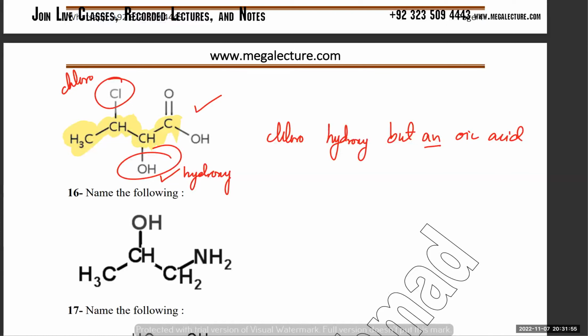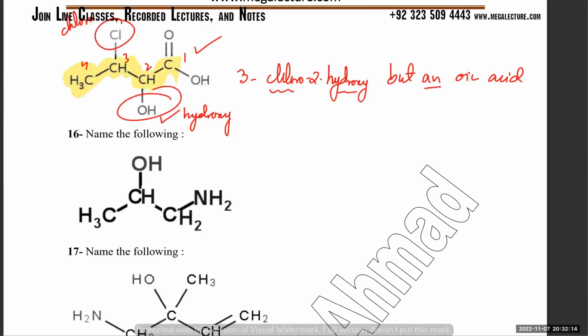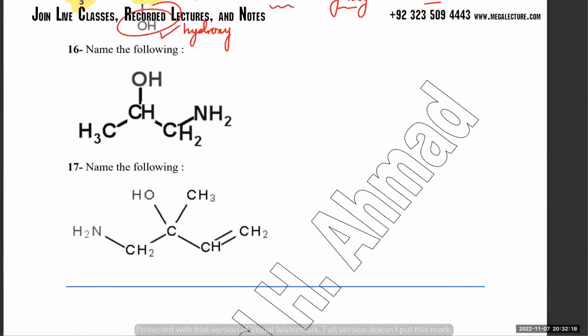Followed by hydroxy. What is the position of chloro and hydroxy? 3. Carboxylic acid से start करना है, so it's going to be 3 chloro and 2 hydroxy, right? Is that clear? जी sir. Yes.